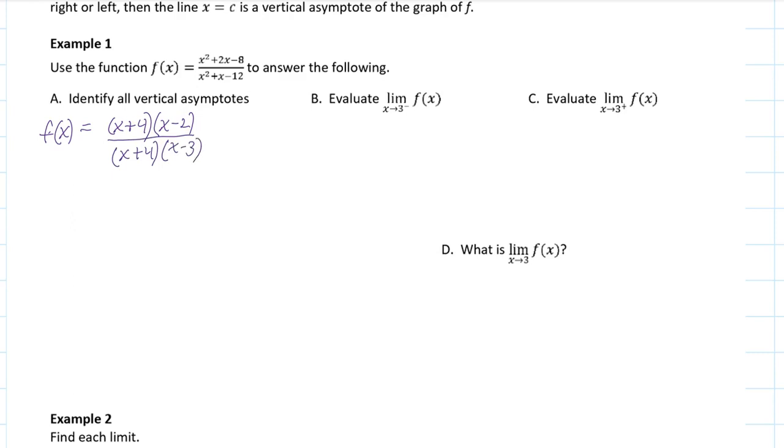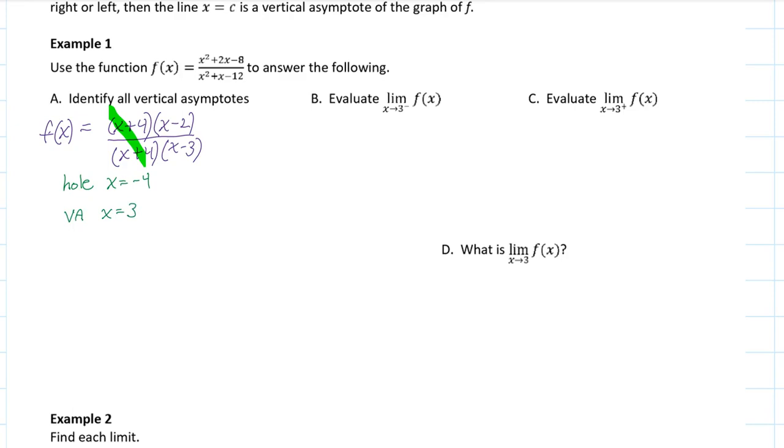And you can see right away that we get a couple of factors that cancel. So I know that I have a hole at x equals negative 4. The x minus 3 that's left over tells me that I have a vertical asymptote at x equals positive 3. Okay, a vertical asymptote comes from a factor that does not cancel.